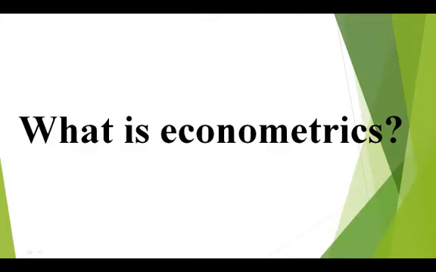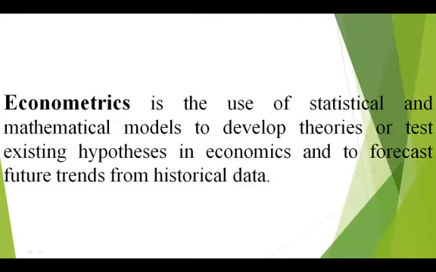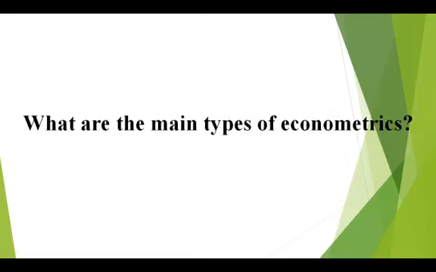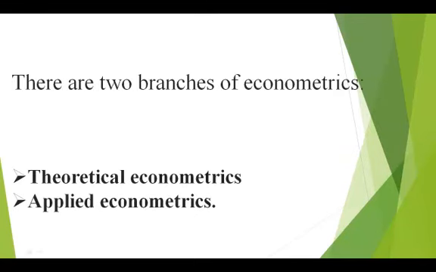So what is econometrics? Econometrics is the use of statistical and mathematical models to develop theories or test existing hypotheses in economics and to forecast future trends from historical data. What are the main types of econometrics? There are two branches of econometrics: theoretical econometrics and applied econometrics.